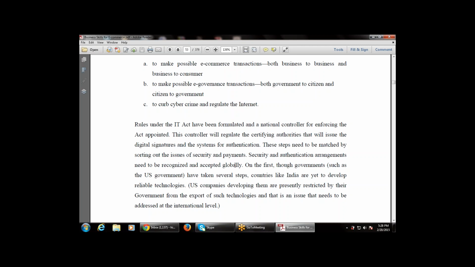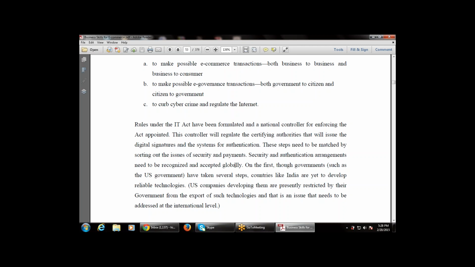On the first, governments such as the US government have taken several steps. Countries like India are yet to develop reliable technology. US companies developing them are presently restricted by the government from the export of such technologies, and that is an issue that needs to be addressed at the international level.